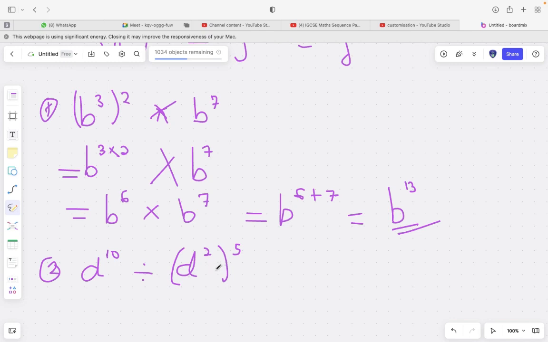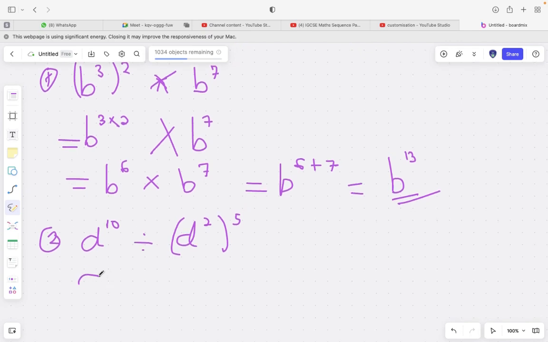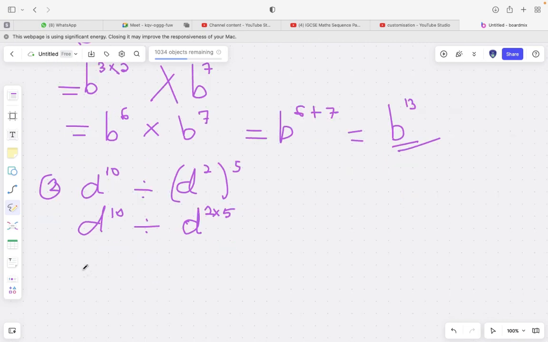We apply the third law. So first of all, let's write this one down. We say d to the power of 10, divided by... now here we apply what? The third law. Since there's a bracket between two powers, we will multiply them, 2 times 5. So 2 times 5, you get 10.